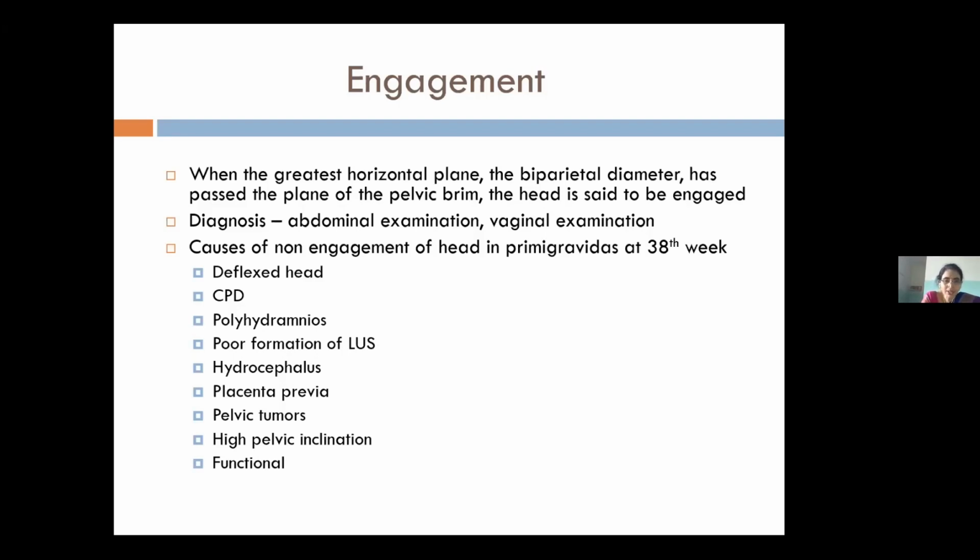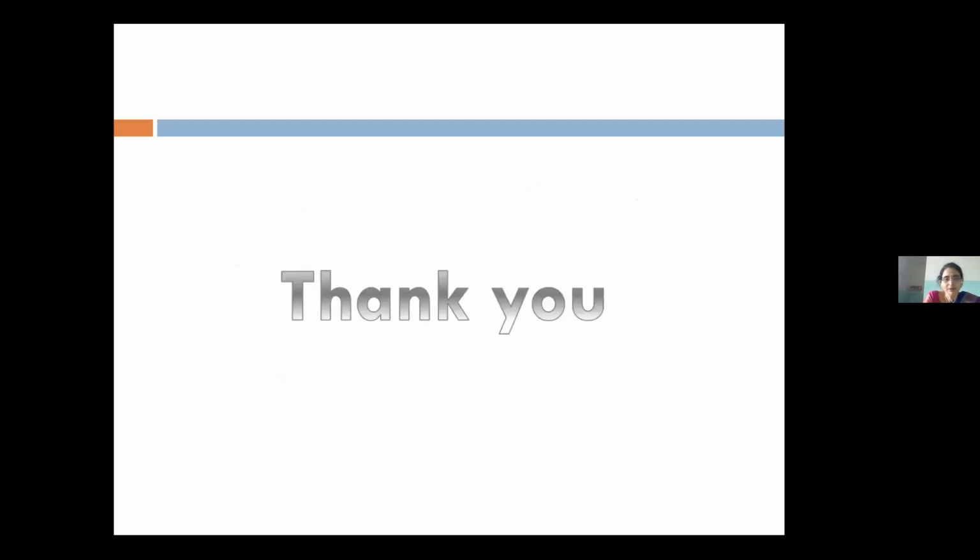But in a multigravida, engagement will not occur after 37 weeks. When will the engagement occur in a multigravida? Usually it occurs during labor, especially in the second stage of labor. After full dilatation, in the second stage of labor, the engagement occurs in a multigravida. But that is not the case in primigravida. In the last weeks of the term, that is after 38, 39 weeks, usually the head engages in a primigravida.